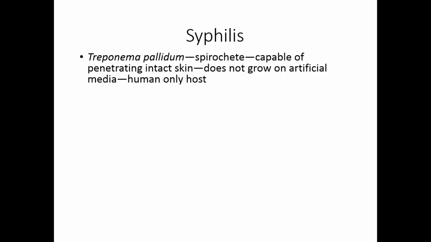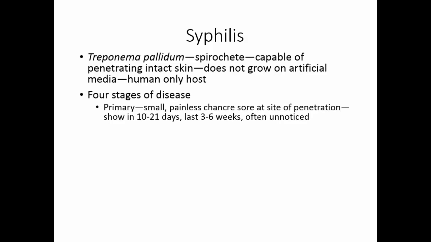This particular organism is capable of penetrating intact skin. We've been unsuccessful at getting it to grow on artificial media, and humans are the only host. There are 4 stages to the disease of syphilis. During the primary stage, there is a small, painless chancre sore at the site of penetration. This will show in 10 to 21 days after exposure and will last from 3 to 6 weeks. It often goes unnoticed because it is painless and frequently it's on internal genitalia.